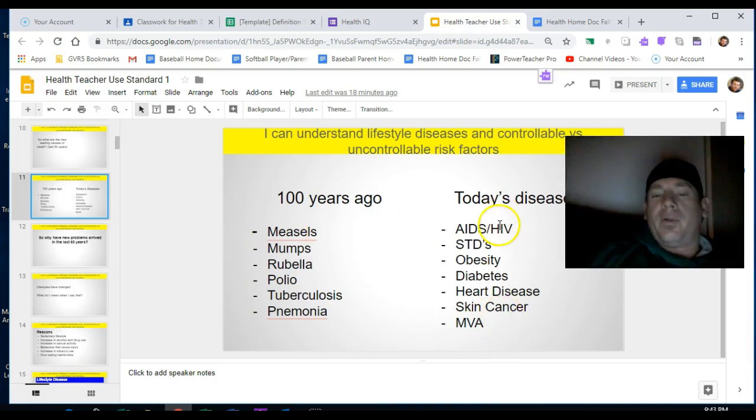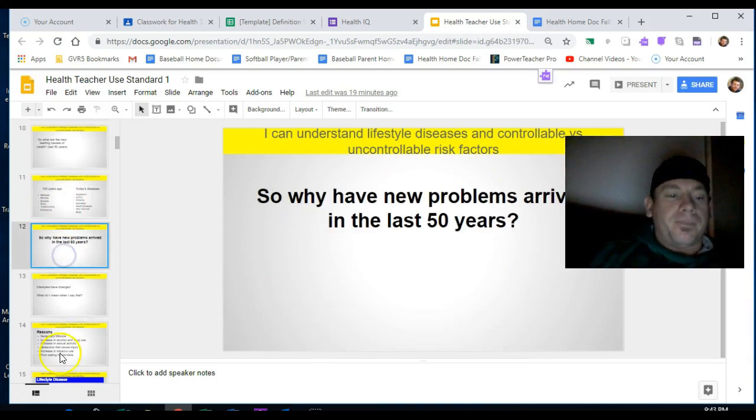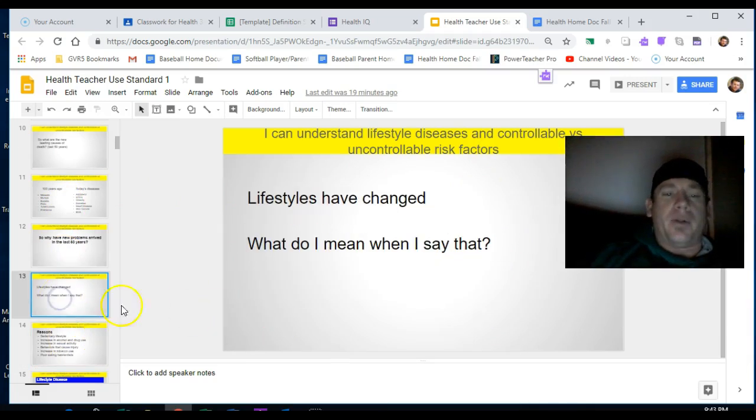Over here, those things aren't really things that we have. Now, there's certainly things that can be spread, and we mentioned STDs up here, but that is a choice versus over here, not necessarily. So when we continue on here, lifestyles have changed.